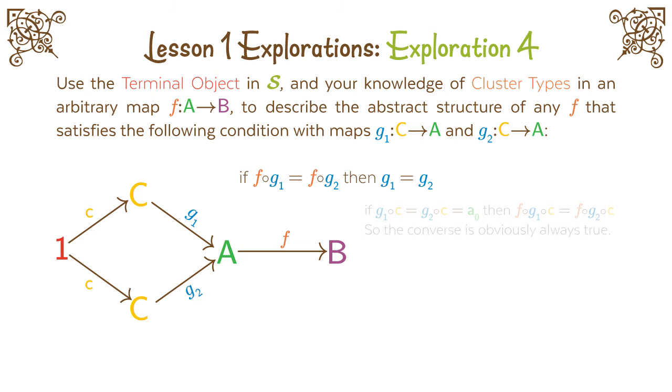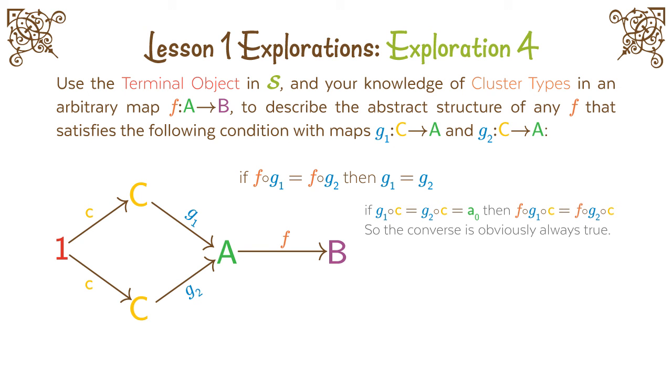Notice that if G1 following C is equal to G2 following C is equal to A0, for example, then F following G1 following C must equal F following G2 following C, because F, being a valid map in the category, has to take A0 to a unique point of B. So the converse of this condition is obviously always true.